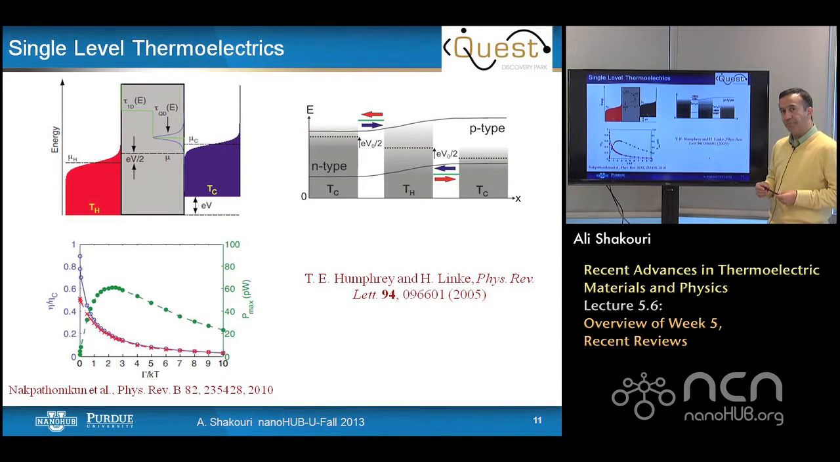Another perspective, again, each representation has advantages, gives you an idea, but also has a limitation, was the idea that when you connect hot and cold reservoirs for N or P-type materials, there is a single energy level at which the occupation probability on both sides is the same, even though there is a temperature difference and even though there is a voltage difference. And if the two states are connected by this energy level, there is no net transfer of charge. And in this paper by Humphrey and Linke, it was shown that you can get close to Carnot efficiency if you operate with this type of resonances.